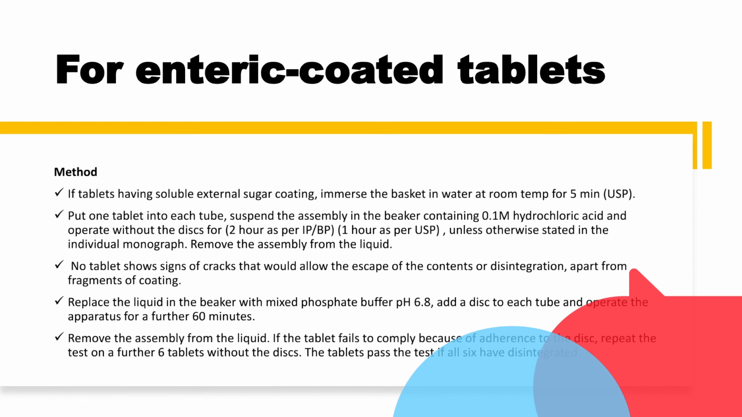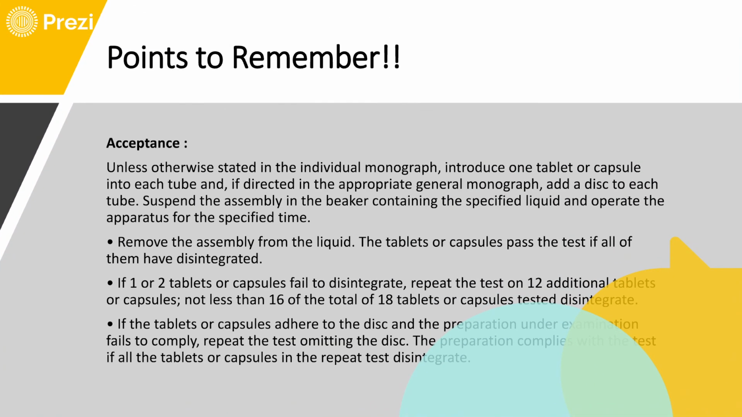The acceptance criteria is that if the tablet fails to comply because of adherence to the disc, the test has to be repeated on a further 6 tablets without the disc. The important thing to note here is that discs are not to be used for enteric coated tablets. The tablet passes the test if all 6 have disintegrated. Now the point to remember is that the ultimate criteria of all the pharmacopoeias remain the same. If 1 or 2 tablets or capsules fail to disintegrate, the test has to be repeated on additional 12 tablets or capsules, and out of a total of 18, not less than 16 should disintegrate.